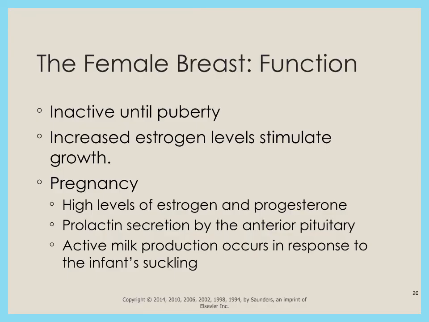Female breast function, again, is inactive during puberty, but we know once that initiation of the sex hormones begins, the breast tissue also becomes affected. During pregnancy, high levels of estrogen and progesterone influence the breast tissue itself. Prolactin is secreted by the anterior pituitary. Active milk production occurs in response to the infant's suckling and can occur as well towards the second and third trimesters of pregnancy.